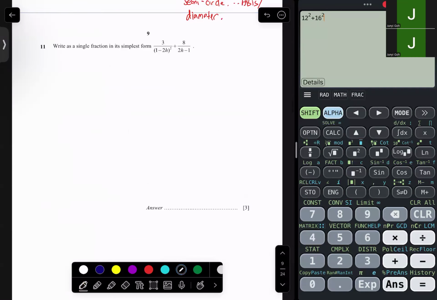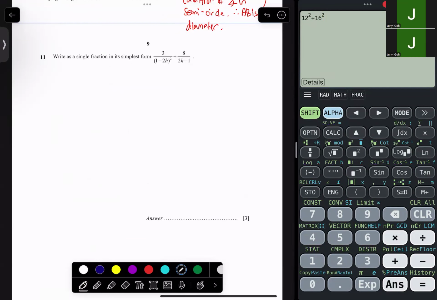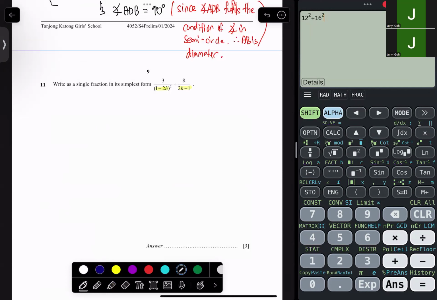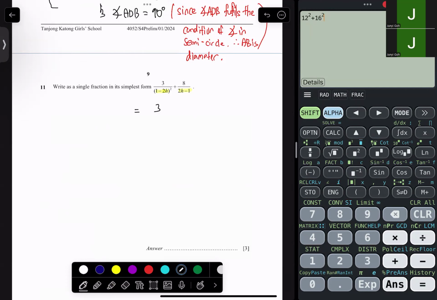All right. Next, question 11. Same thing, this question, a lot of people fall for the trick of it. When I look at this question, what I notice is the denominator, 1 minus 2h and 2h minus 1. They are very similar. And the way to change the fraction around is this: 3 over 1 minus 2h squared. Now, I probably won't touch this because it contains a square, hence making it more complicated.